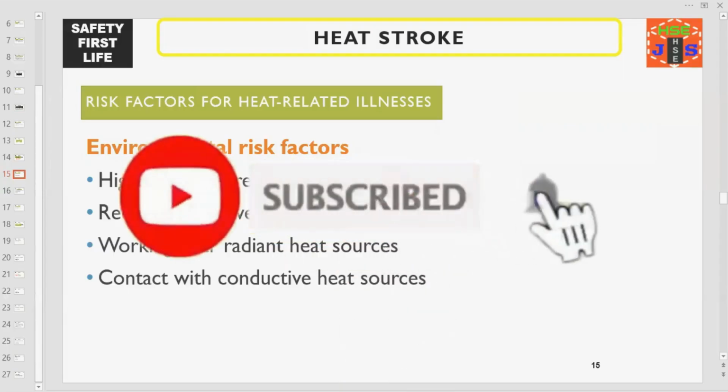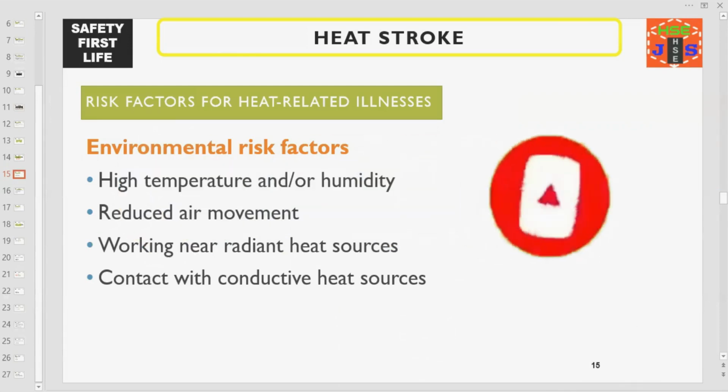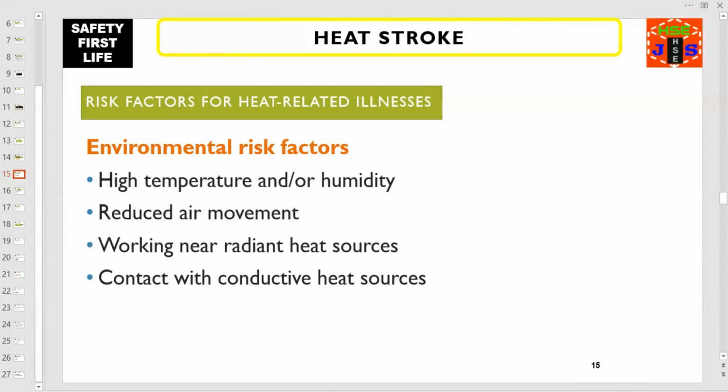You have to memorize a few important points: high temperature and humidity, reduced air movement, working near radiant heat sources, and contact with conductive heat sources. If you want to avoid heat related illnesses, you have to address all these environmental risk factors.